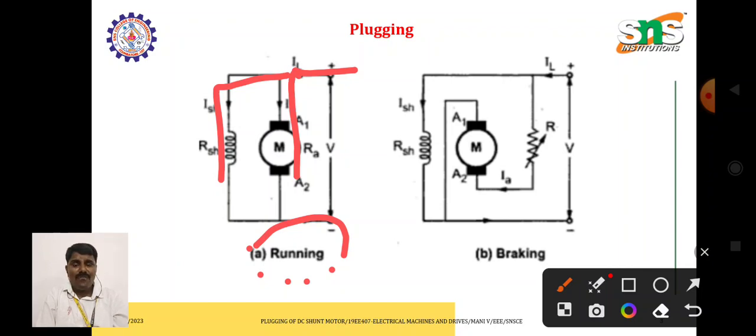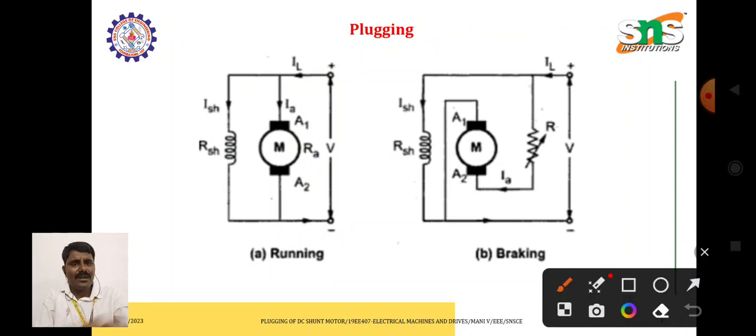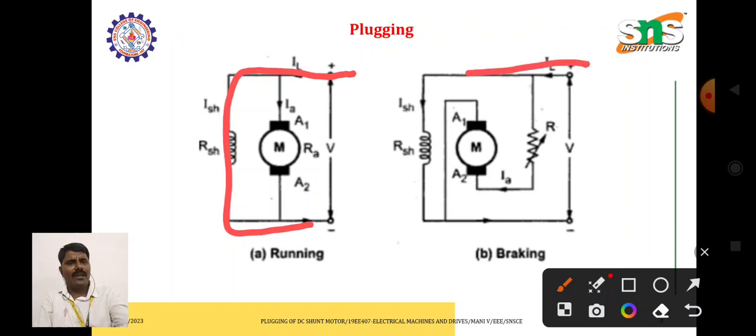Now, if we want to control the speed or bring the motor to the zero initial position, we have to apply braking. For that we take the plugging methodology. You can see the difference between running and braking. First, the field: here the line is directly connected with the field, and here also the line is directly connected with the field. So the field remains the same.